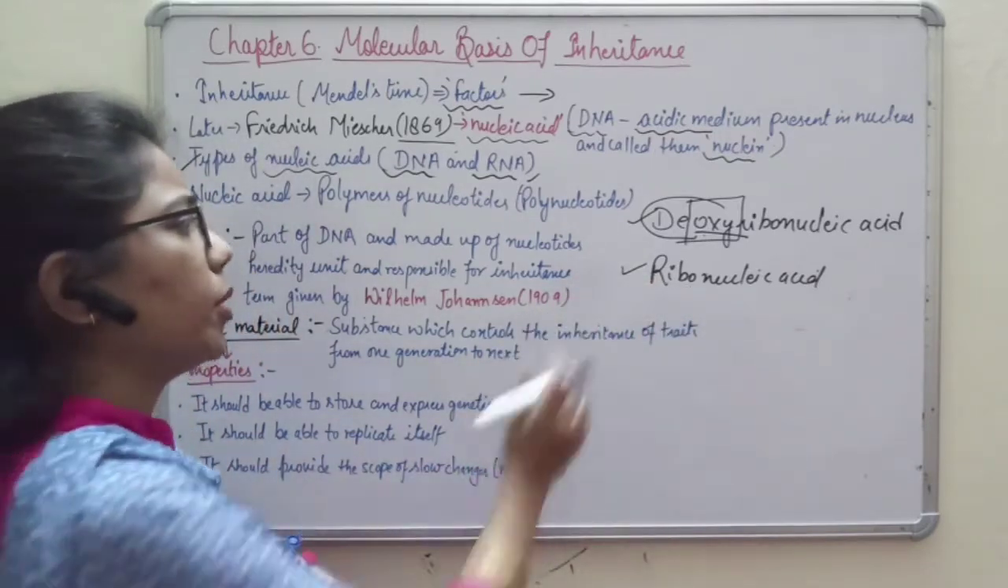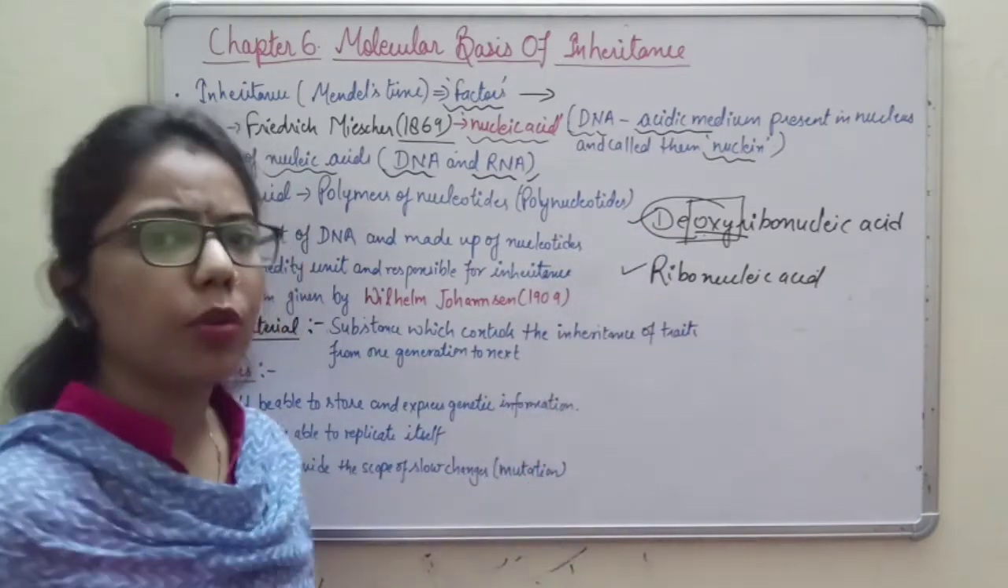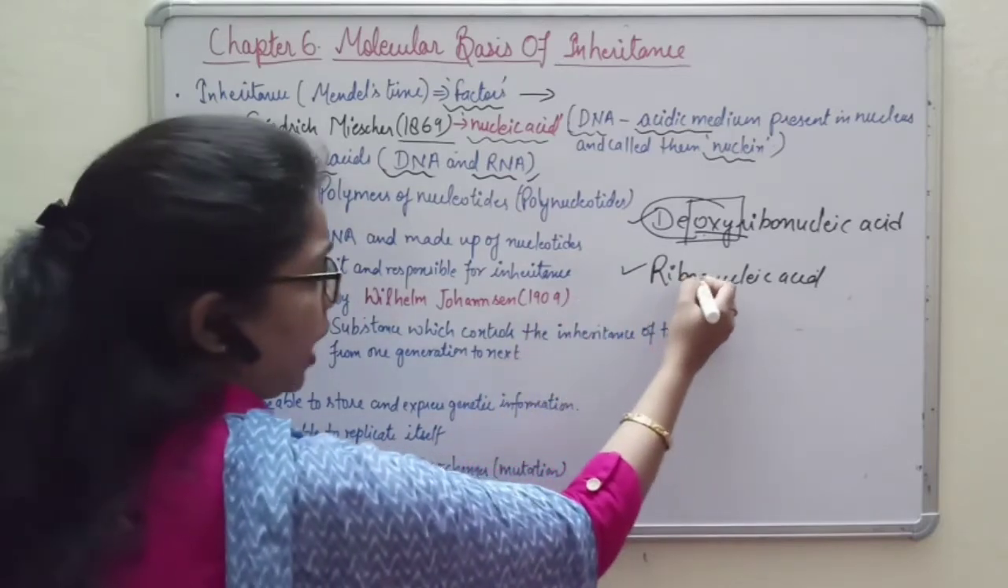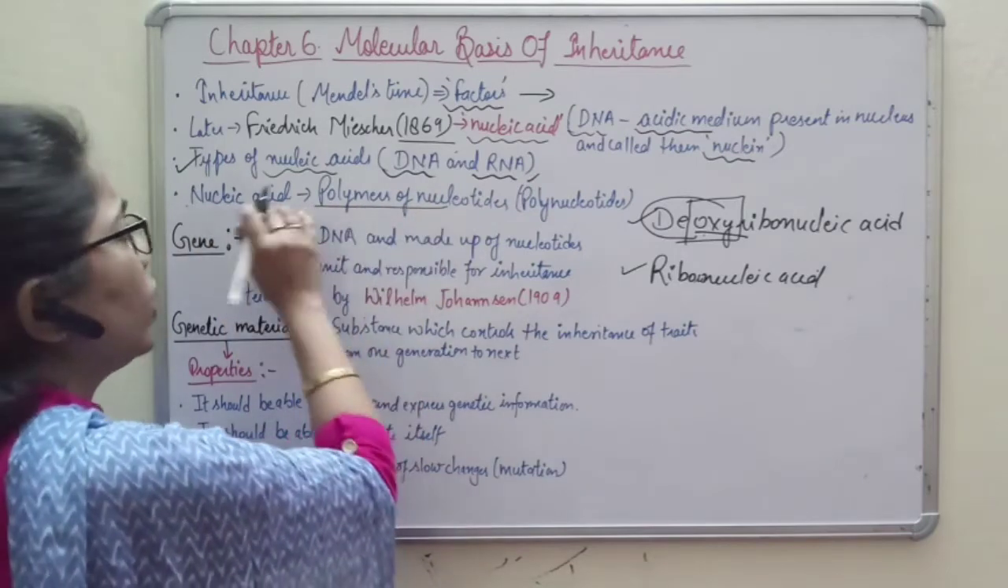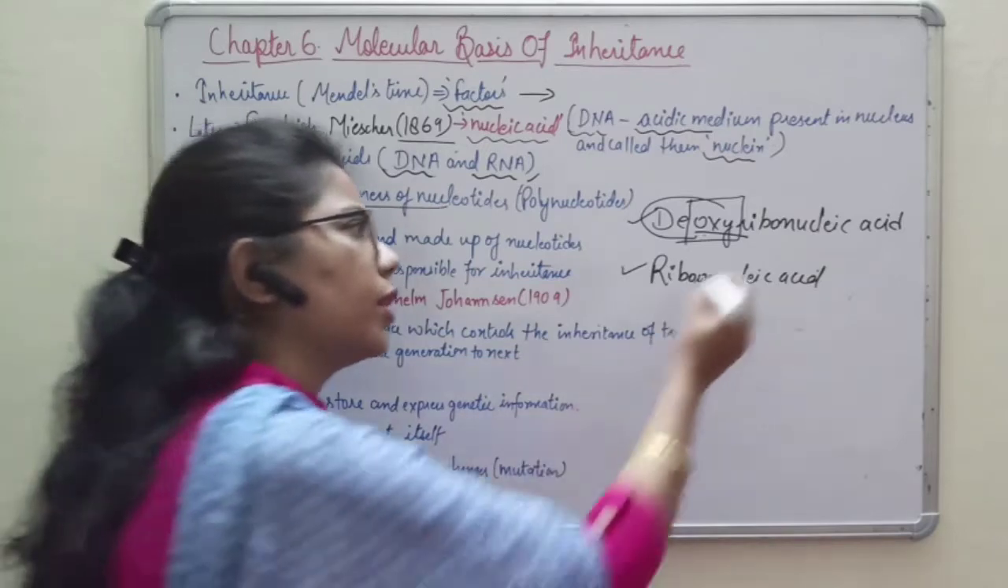Okay, for your information, what is DNA? Deoxyribonucleic acid. And what is RNA? Ribonucleic acid, or we can say ribose nucleic acid as well. Okay. Now, as we are saying that both are nucleic acids, the question arises: what is a nucleic acid?